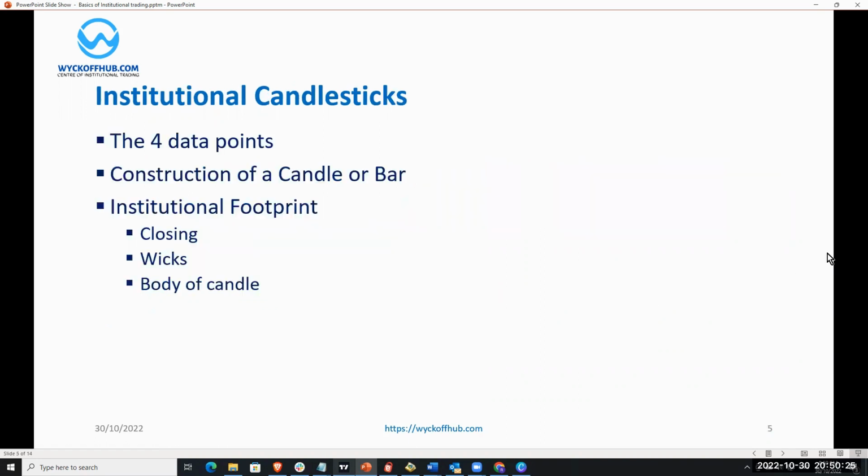Okay, so before we start with the institutional characteristics of a candlestick, there are three things we will discuss. Number one, what kind of data points we require for the construction of the candle and how the candle is actually constructed. Then we will talk about the institutional footprint, and how we can find those footprints on a particular candle.